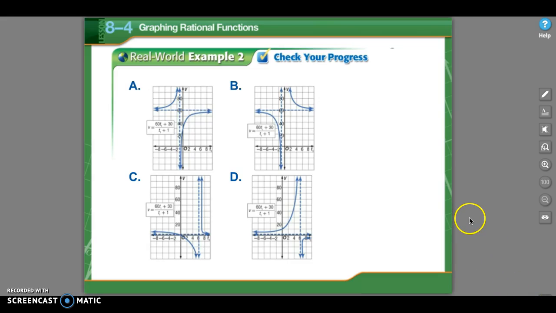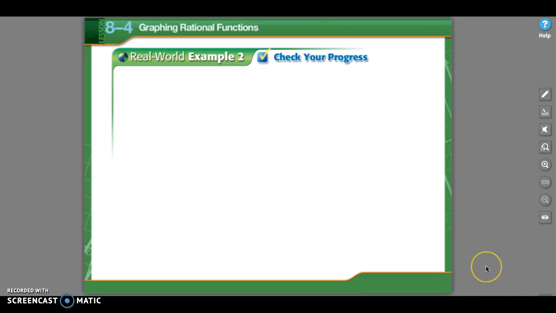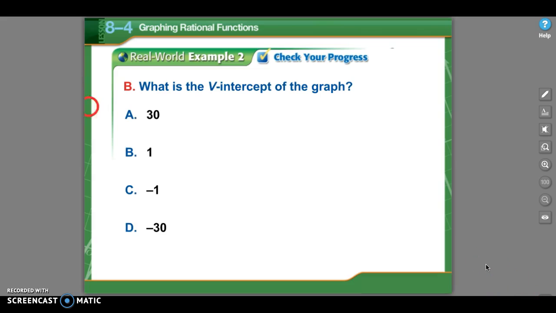So our answer now to part A, our graph is graph A. And now we're going to look at part B of the problem. What is the v-intercept? So go ahead and think about that, and I'll advance to the next slide now. So the v-intercept, the answer for that is A. It crosses the axis at the value of 30.